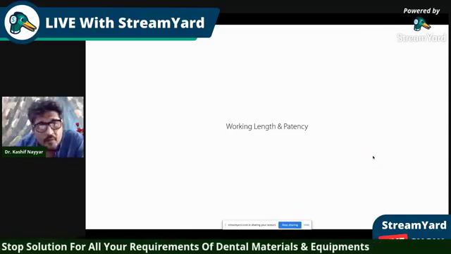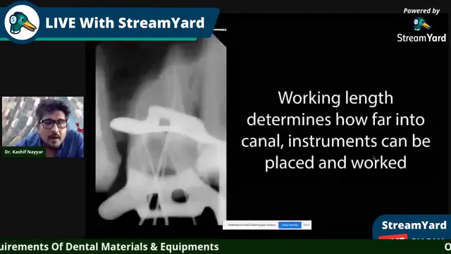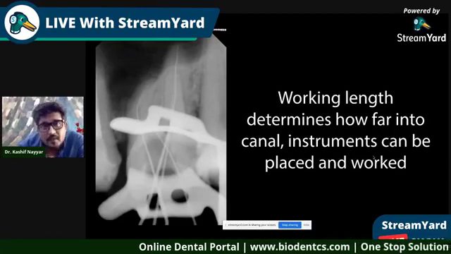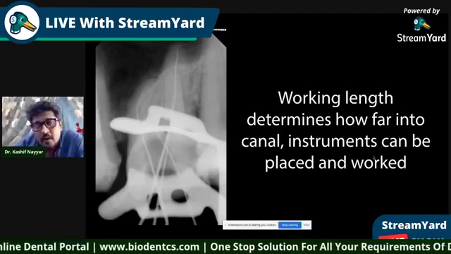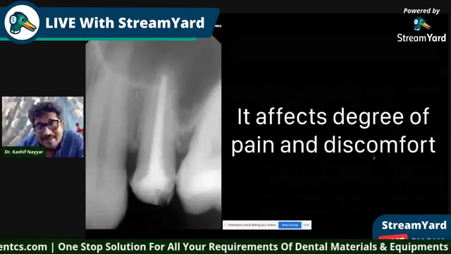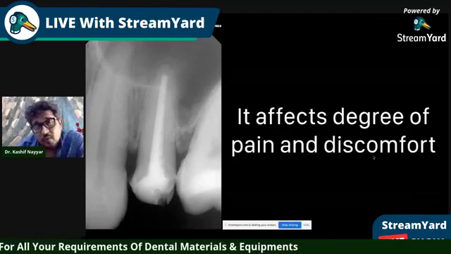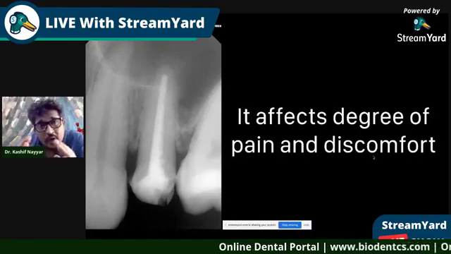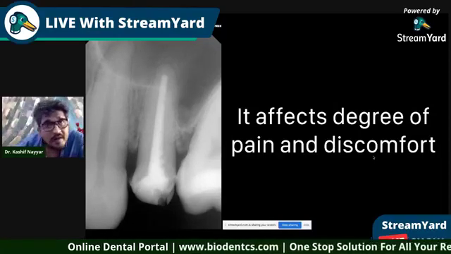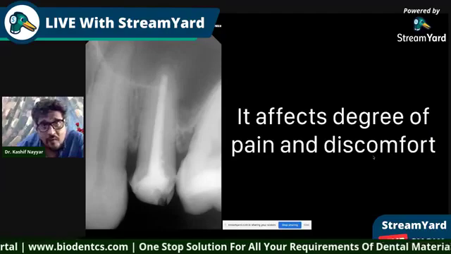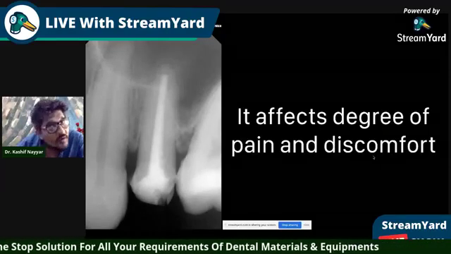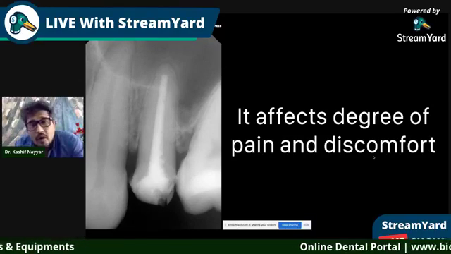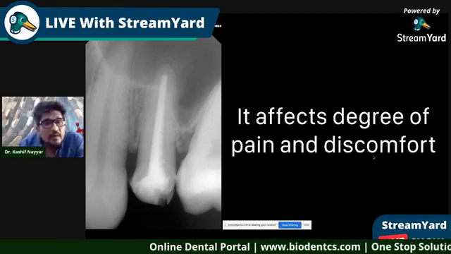The next part comes with the working length and patency. You all know what working length is, and it determines how far we are in any canal system. And this directly affects your overall treatment quality, because it affects the degree of pain. If you are short of the working length, you are leaving a lot of remnants back, so it can reinfect the system. You are not removing the whole cause, as Dr. Dilawar has explained already. And if you have done over preparation, there is another problem.